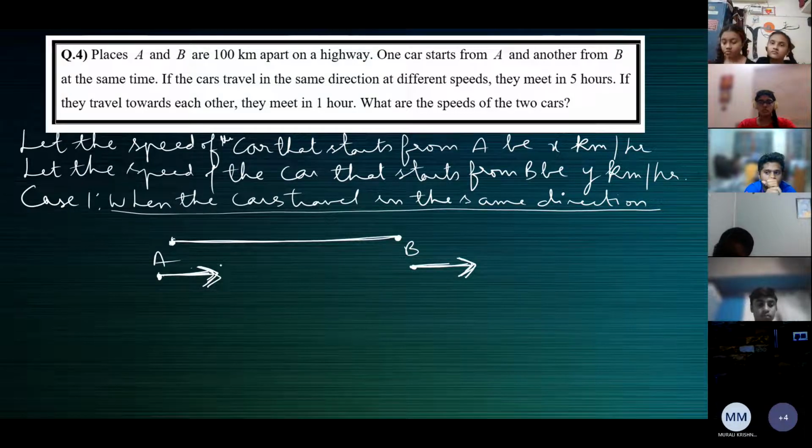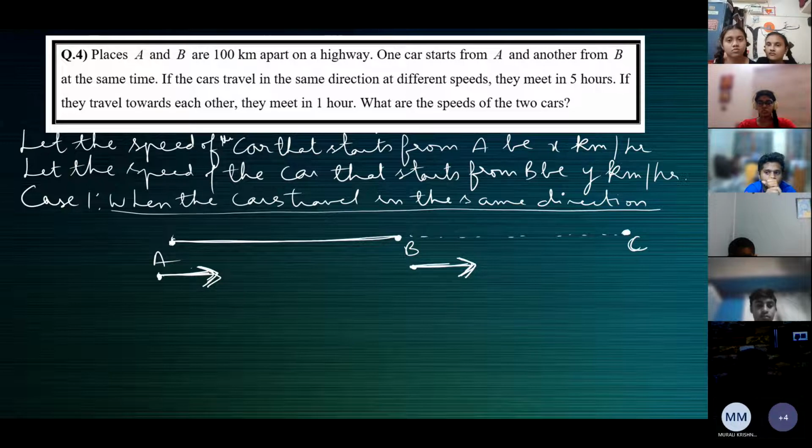So what happens? It's given that if they travel in the same direction, they meet in 5 hours. That means this car catches up with this car. So somewhere here, at place C, the two cars meet. They meet in 5 hours. Listen to this very carefully. AC is the distance covered by the first car in 5 hours. BC is the distance covered by the second car in 5 hours.